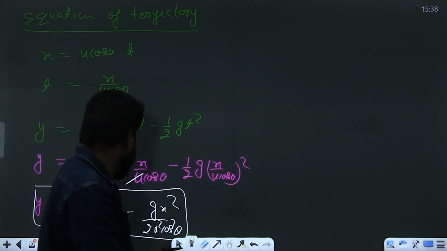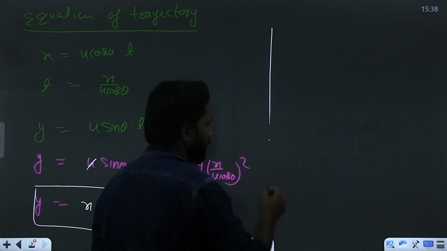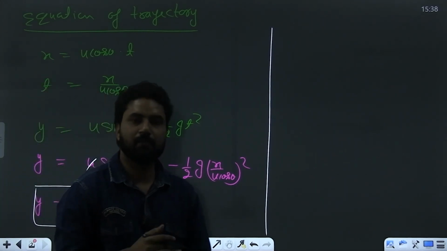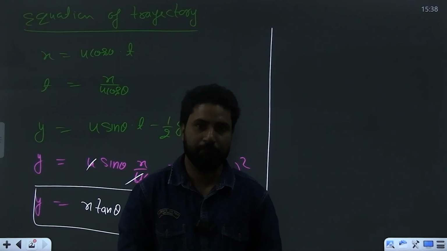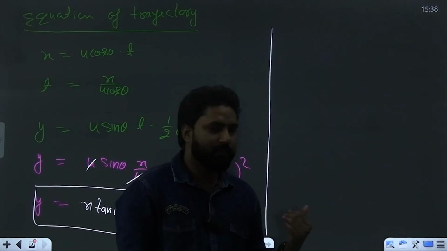Now we are going to discuss different parameters related to projectile motion, that is, what will be the time of flight, what will be the maximum height achieved by the particle, and what will be the range of the particle. So we will discuss that in the next lecture.